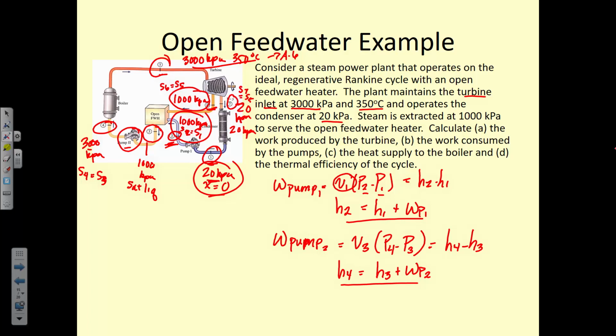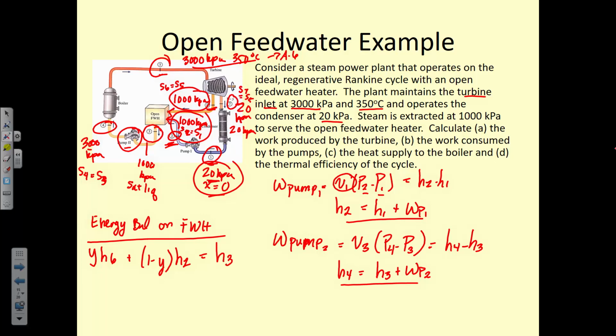And then to find this Y value, or the mass fraction, we need to do an energy balance on the feed water heater. So we find that it's Y times H6 coming into the feed water heater, plus 1 minus Y times H2 coming into the feed water heater, is equal to H3 going out.